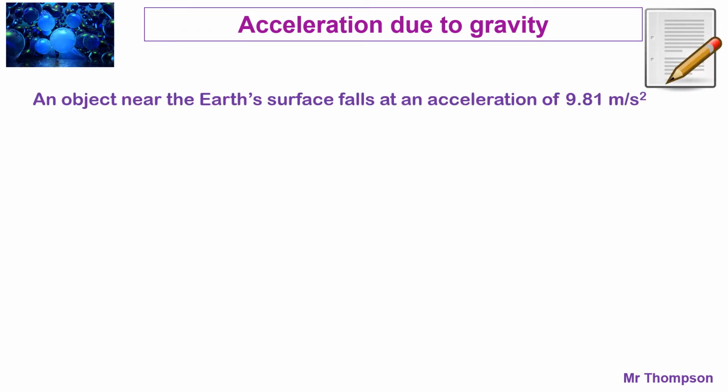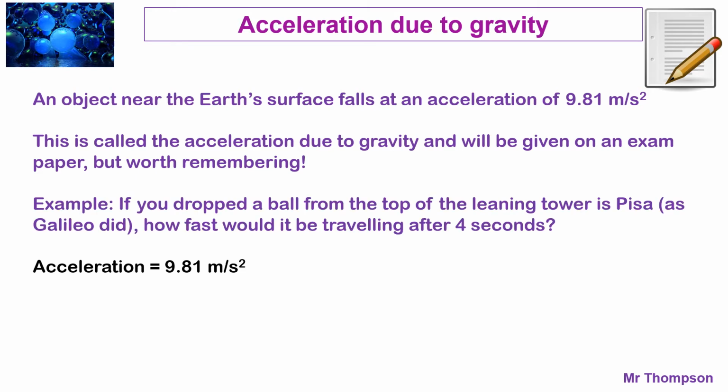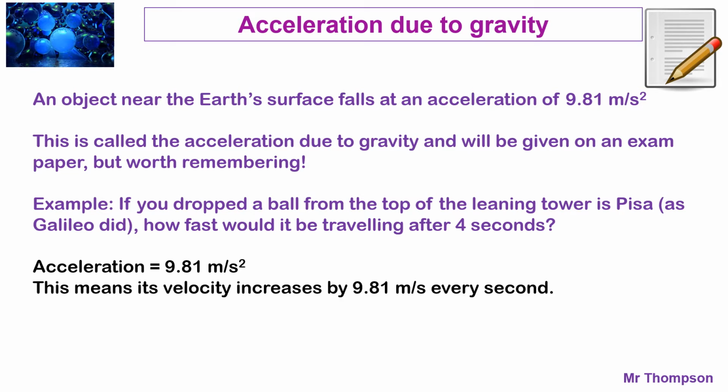An object near the Earth's surface falls at an acceleration of 9.81 meters per second squared. This is called the acceleration due to gravity, and it will be given in an exam paper, but worth remembering, worth writing that down. If we look at an example, if you drop a ball from the top of the Leaning Tower of Pisa, as apparently Galileo did, how fast would it be travelling after 4 seconds? So using the acceleration equation, 9.81 meters per second squared, this means that the velocity increases by 9.81 meters every second per second. So it will be travelling at 39.24 meters per second.